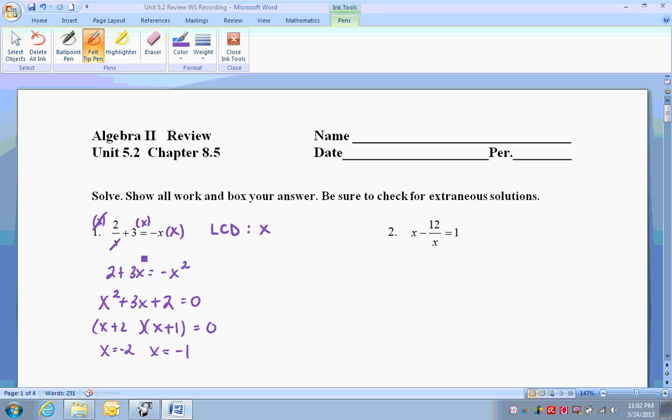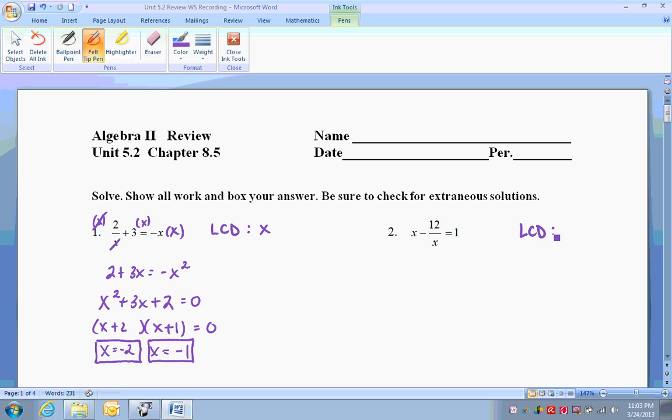Now remember, in these equation problems, it's really important that you double check your answer by going back and plugging into the original equation. So you need to plug in negative 2 wherever you see x in the original equation, and then negative 1 wherever you see x, to make sure there are no extraneous solutions. When you do that, you realize that negative 2 and negative 1 work out okay. So those are the two answers to problem number 1: x equals negative 2 and x equals negative 1.